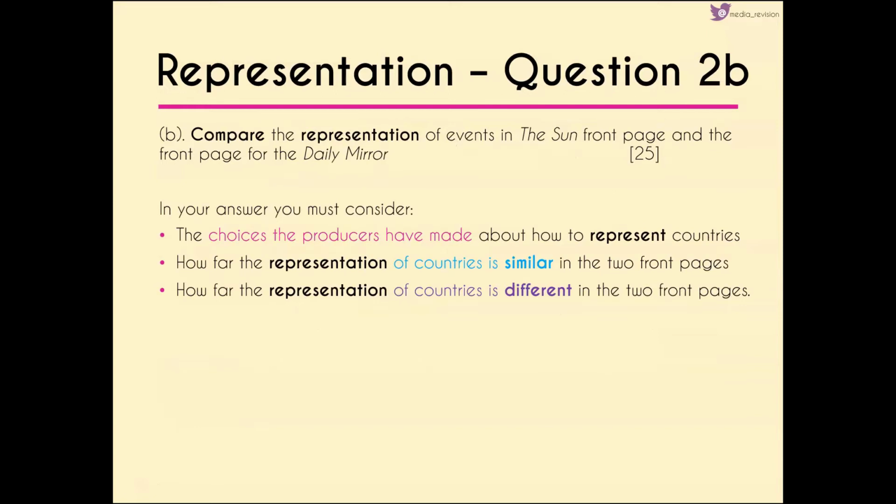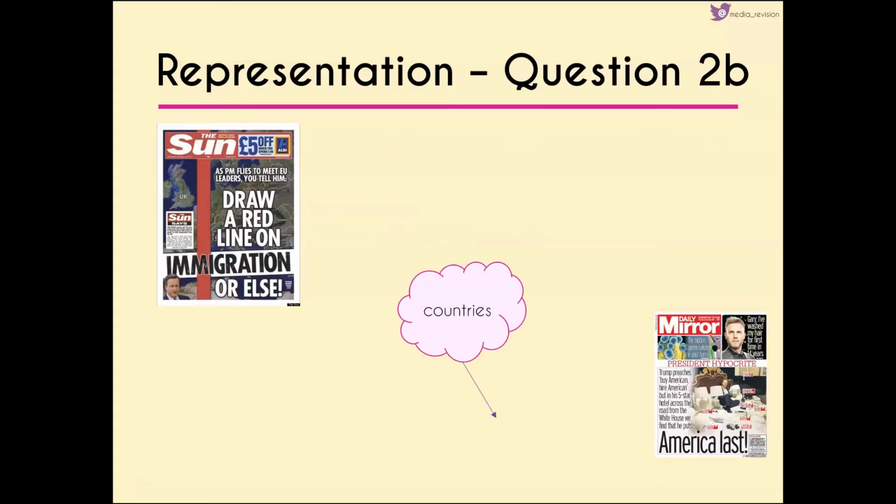Okay, so let's have a look at this split up and colour coded, comparing the representation of countries, not events, countries. Comparing the representation of countries in the Sun front page and the front page for the Daily Mirror. So we need to think about the choices that the producers have made. Anything that's going to be similar is going to be in blue. Anything that's different is going to be in purple.